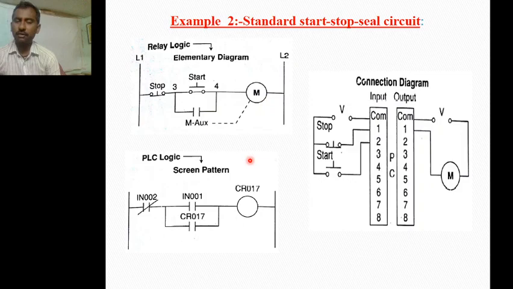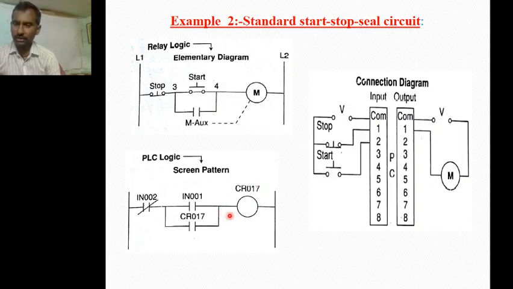So in order to stop our motor, what we have to do? We have to turn on IN002. That is the stop contact. So when the IN002 contact is on, initially this is a normally closed contact, so when we make it on, it becomes a normally open contact. Then there is no path for CR017, so CR017 is off.